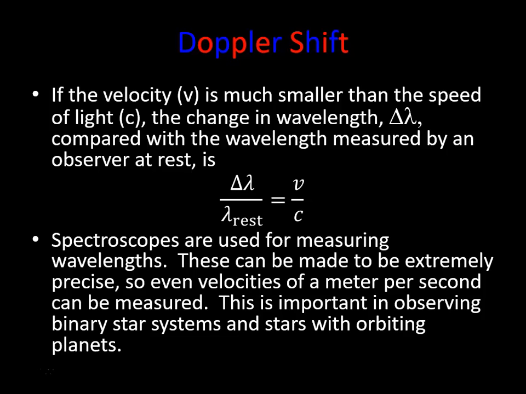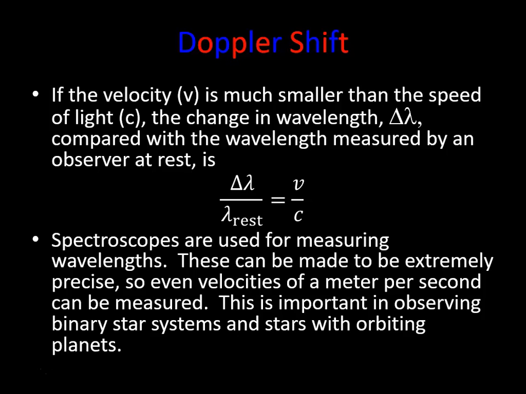What this means is that the formula is wrong. In other words, delta lambda over lambda emitted is not exactly equal to v over c. The true formula is that the right-hand side is equal to the square root of the entire quantity. You remember, ready for this? The square root of 1 plus v over c, all over 1 minus v over c, and all of that is under the square root. That's the real formula.